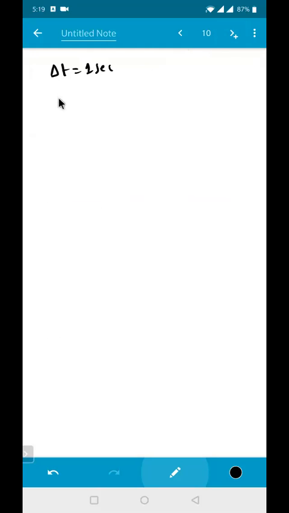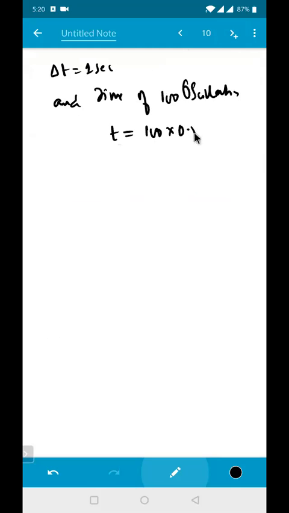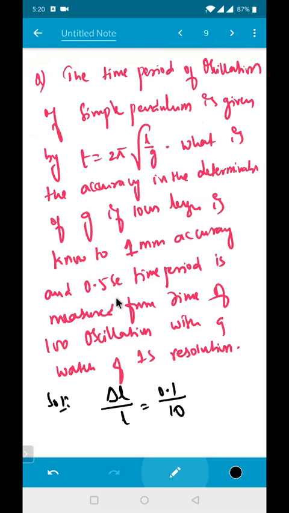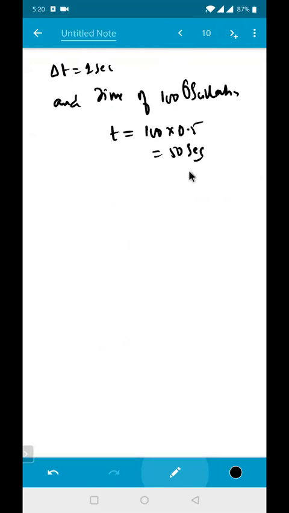And the time of how much? The time of 100 oscillations. So t will be equal to 100 oscillations into 0.5, because 0.5 is given for each oscillation. That comes out to 50 seconds. Now if I write the error in the time, delta T by T equals 1 by 50. This is the thing which you should know how to get out. Then the remaining thing is everything is fine.